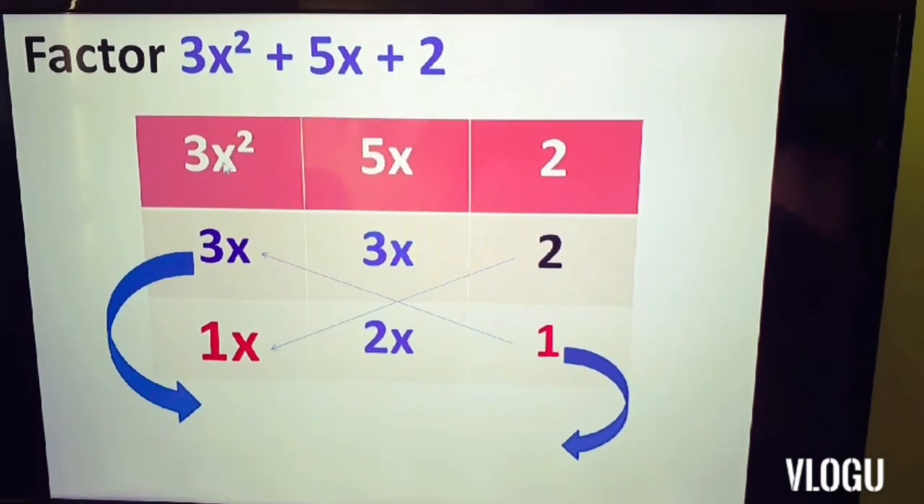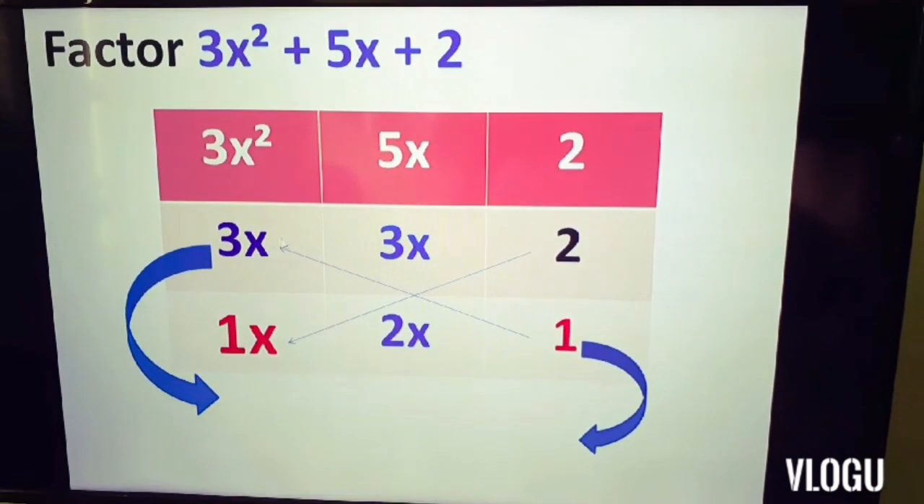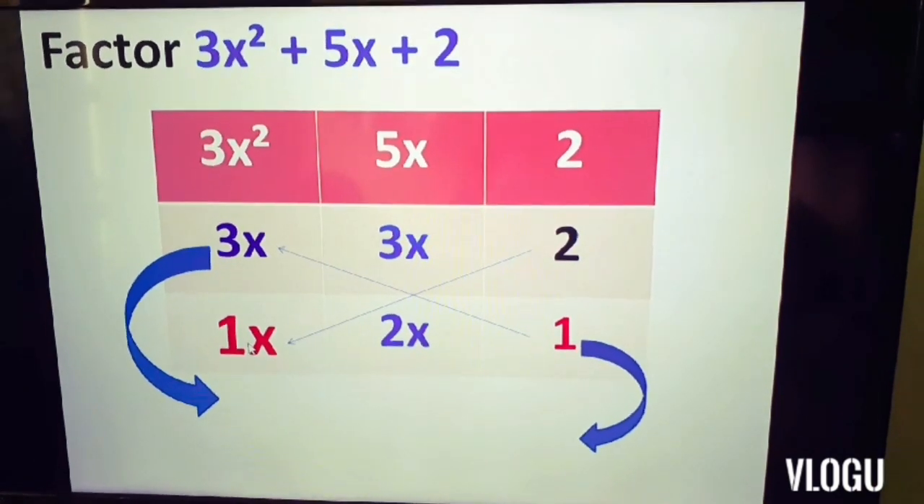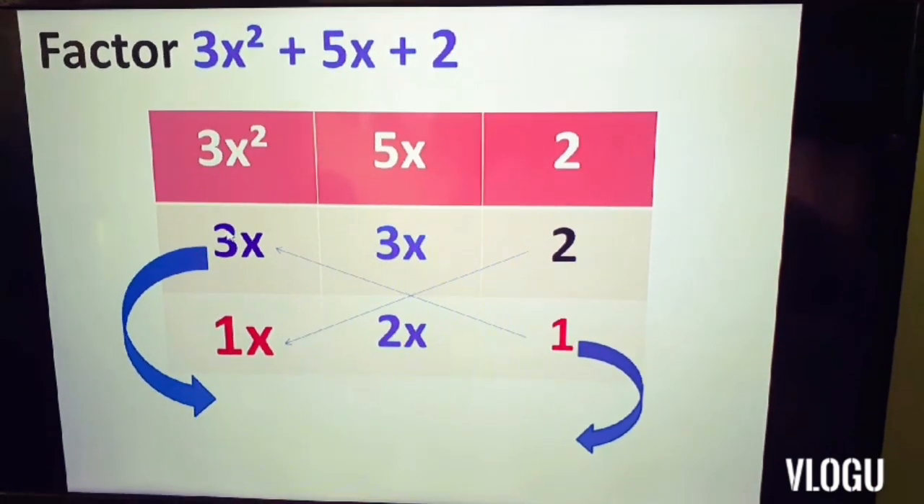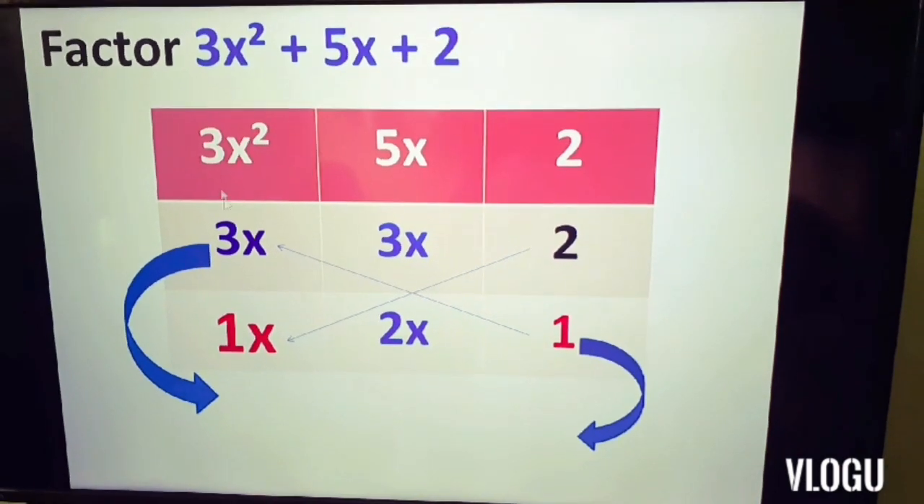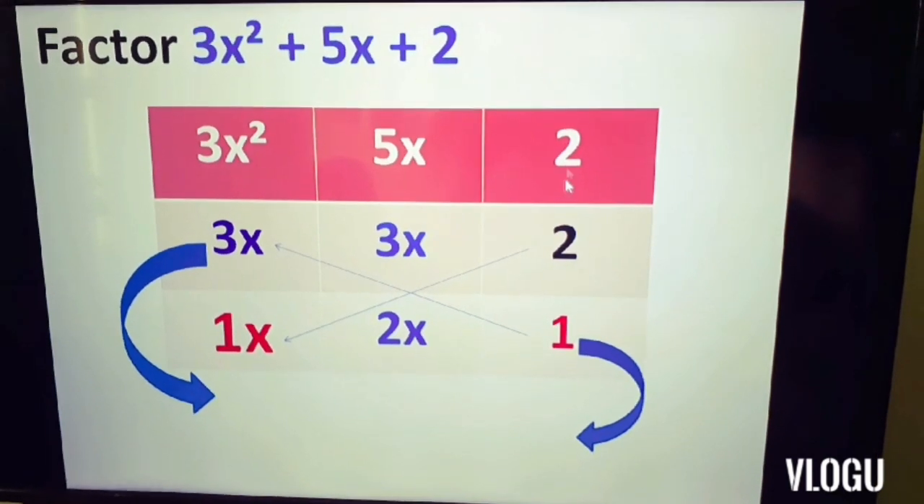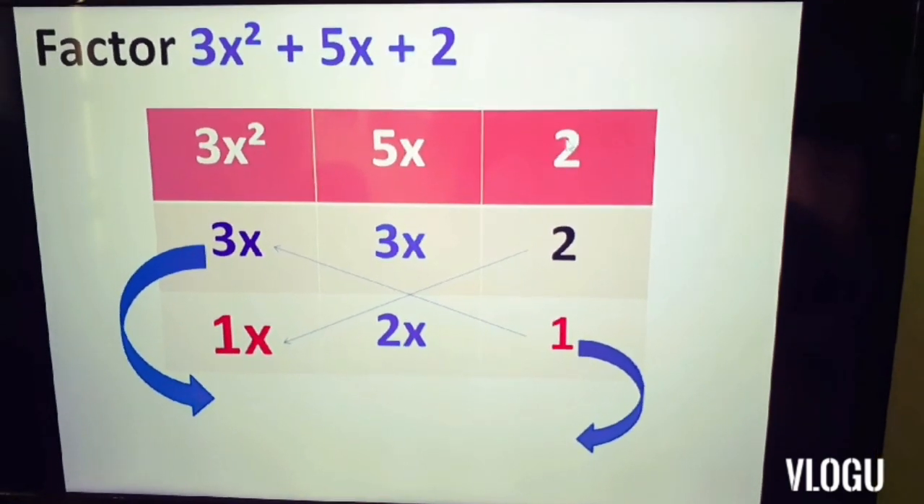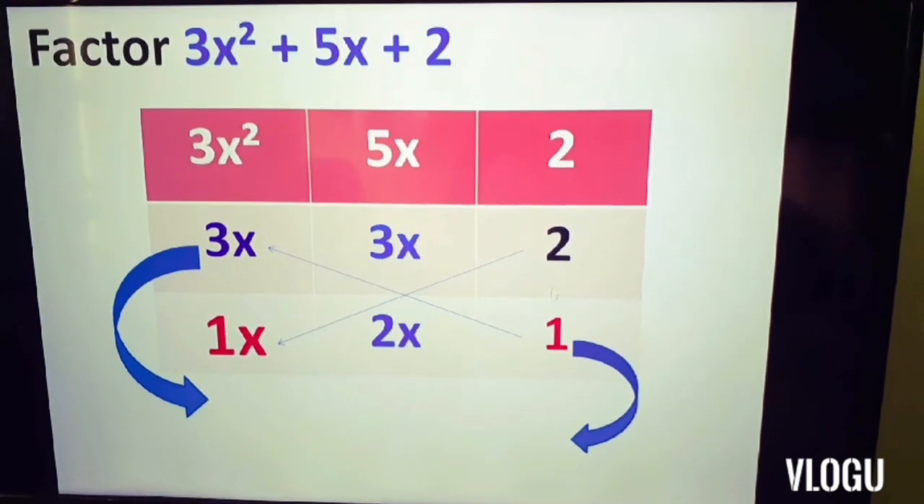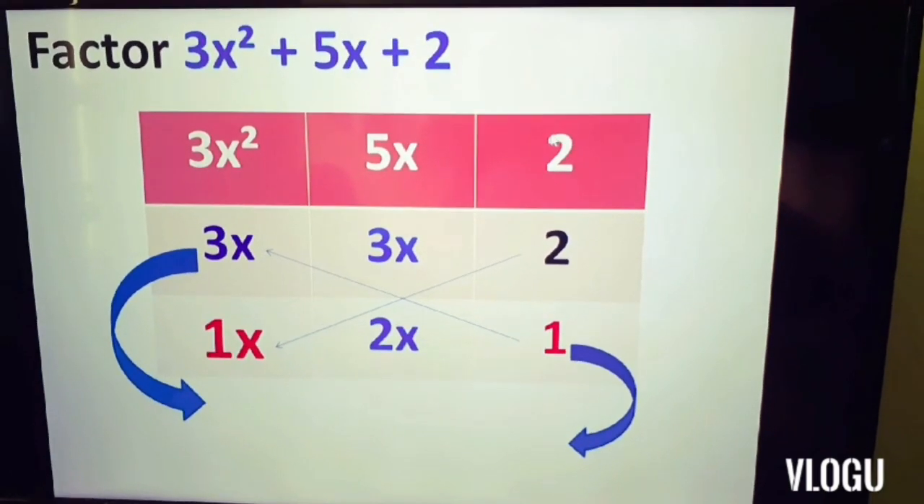So 3x squared, ang factor po nito is 3x and 1x. Ibig sabihin nun, if we're going to multiply 3 times 1, that is equal to 3. x times x, that is equal to x squared. Then we're also going to find out the factor of the last term, which is equal to 2. And that is equal to 2 times 1 equals 2.